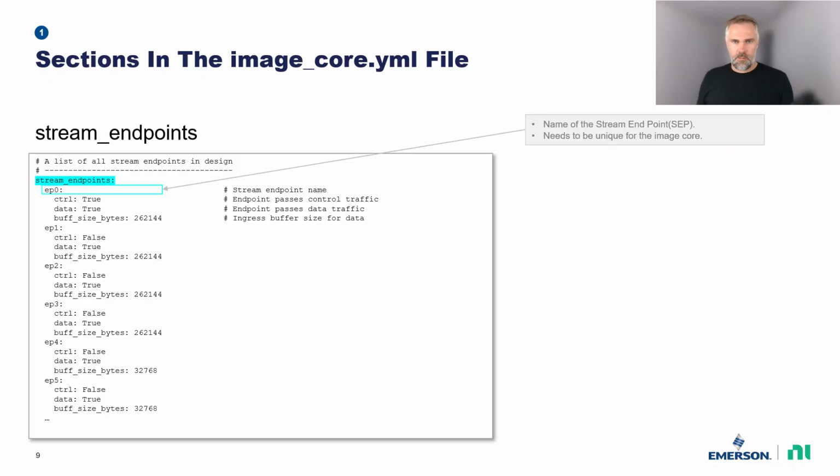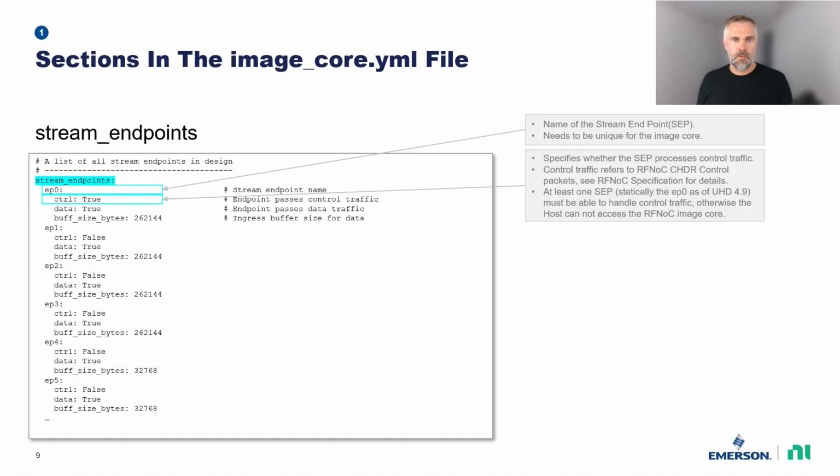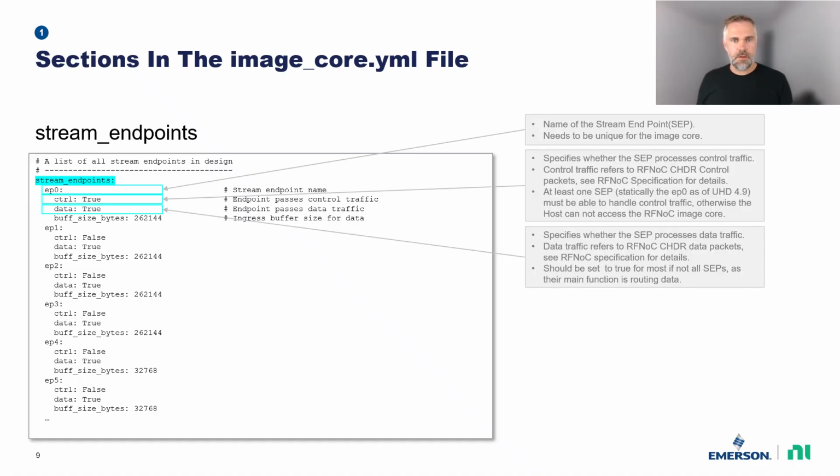Each of the streaming endpoints requires a unique name. In this case, that's EP0 up to EP7. The control and the data port parameters determine whether or not the stream endpoint processes control and data CHDR packets respectively. And as of UHD 4.9, only the first stream endpoint, EP0, can process control data. The buffer size parameter determines the input buffer size of the stream endpoint, and this buffer is for data flowing from the CHDR crossbar into the stream endpoint.